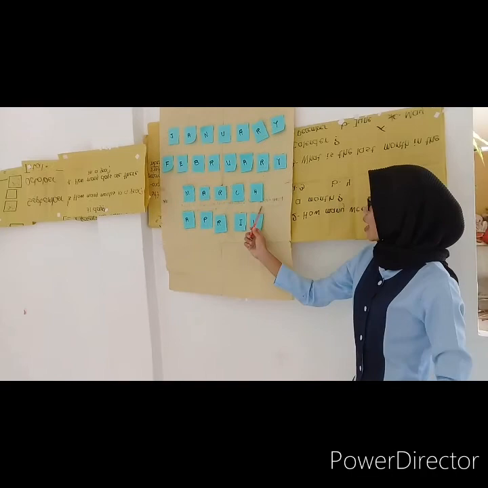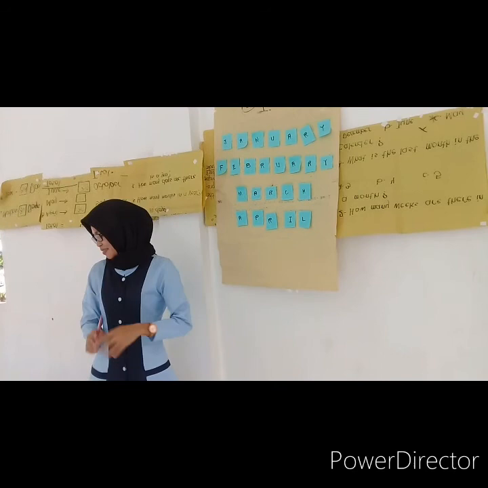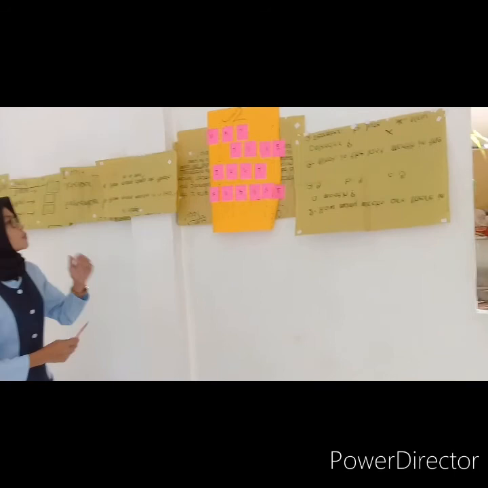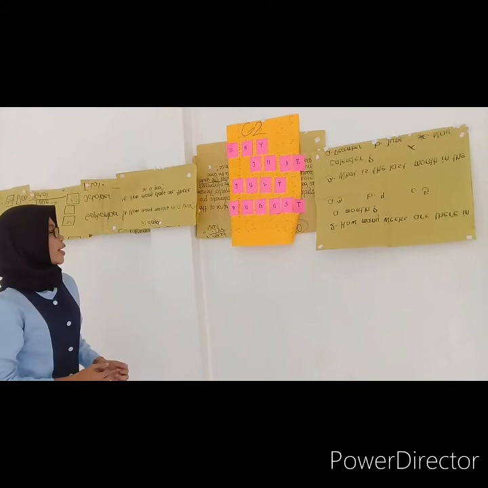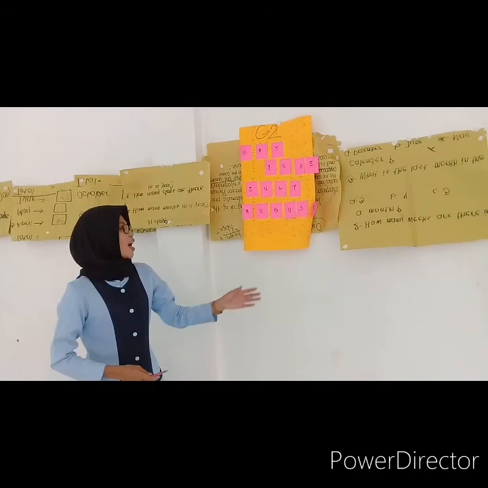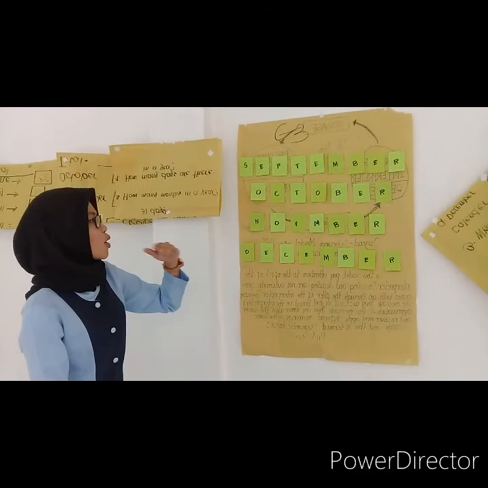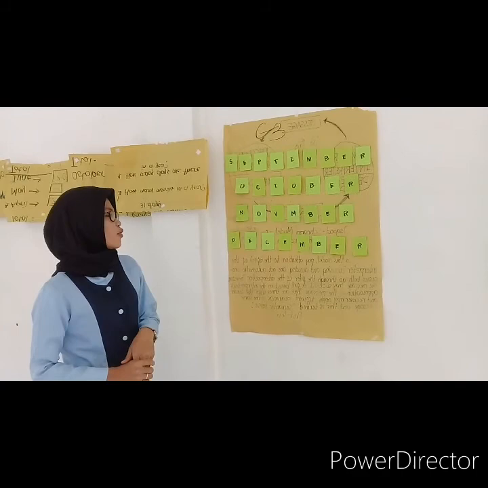Okay, very good class. Let us give 5 claps for group one. How about group two? Okay, present your word. What words did you form? The words we formed are May, June, July, August. Very good, group 2. Another 5 claps for group 2. How about group 3? What words did you form? The words we formed are September, October, November, and December. So let's give another 5 claps.